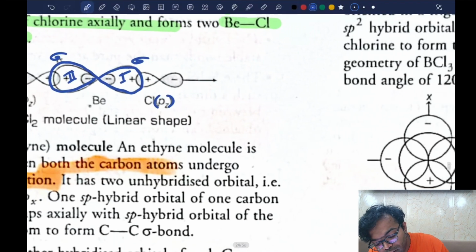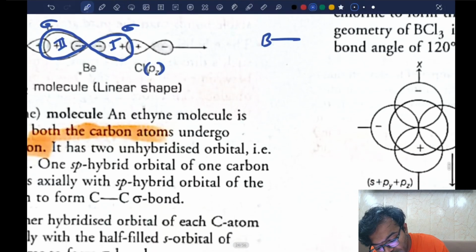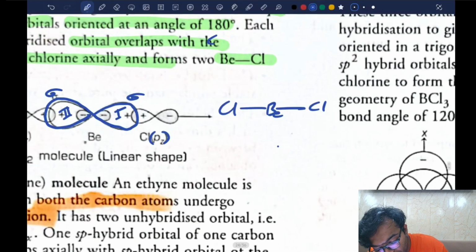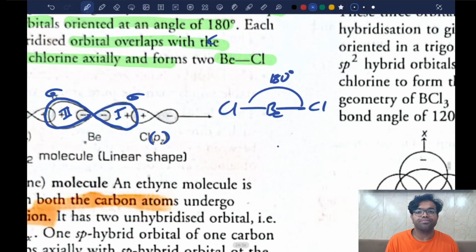So look at this arrangement. It's so beautiful. You have the Be here, there is a Cl here, and there's a Cl here, and you're going to have 180 degrees in between. Clear? Done, Drupad?